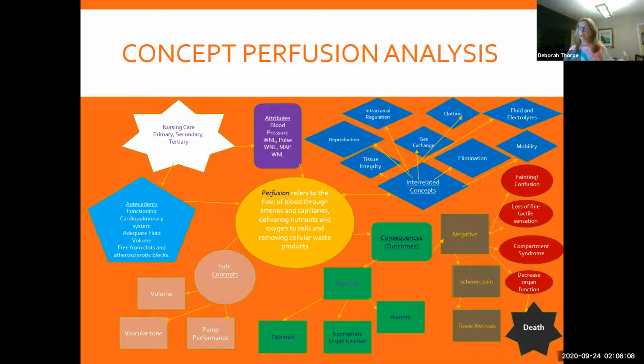The subconcept, where did I put that? I don't see where I put that now. Are critical components of the major concept. Oh, over here, I'm sorry. So over here, the subconcept, these are critical components of perfusion. So volume, vascular tone, and pump performance.